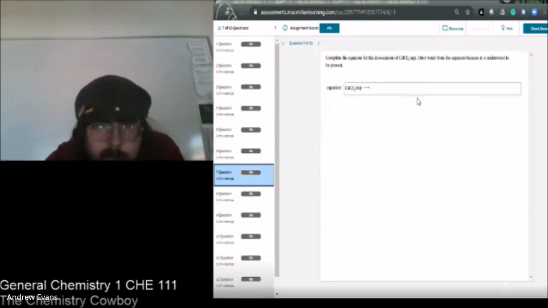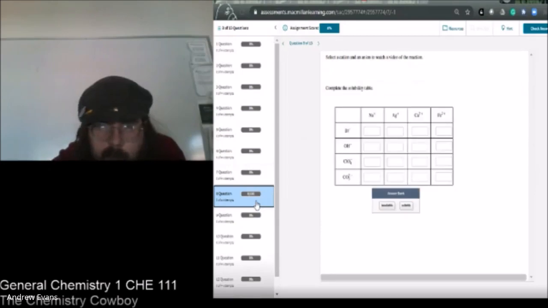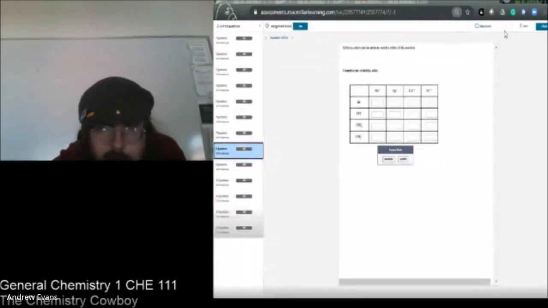We have here, complete the equation for the dissociation of cadmium, essentially splitting the molecule into its ions. That's all they ask. Split it into its ions. Then we have select the anions, whether soluble or insoluble. There's a video to watch.